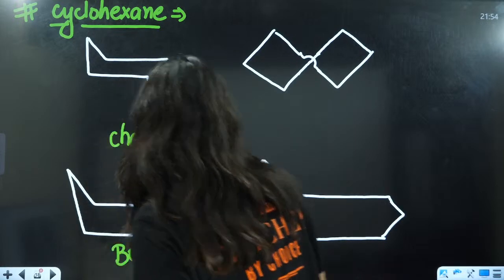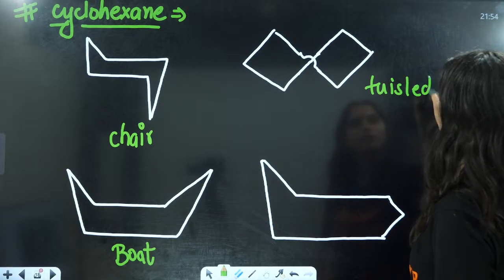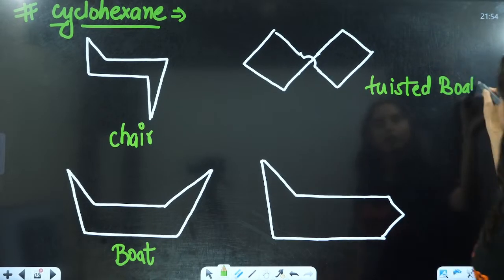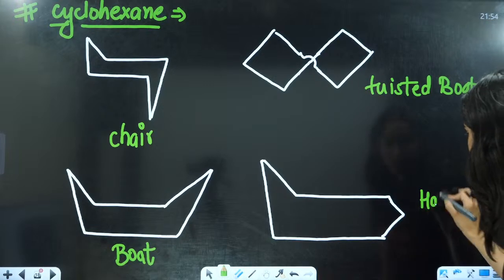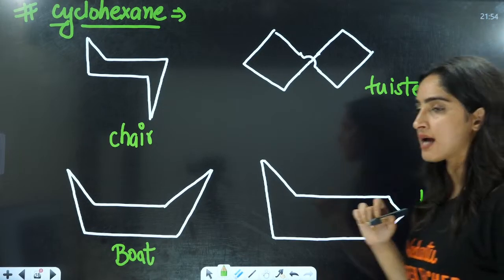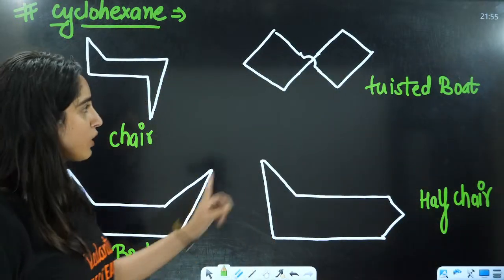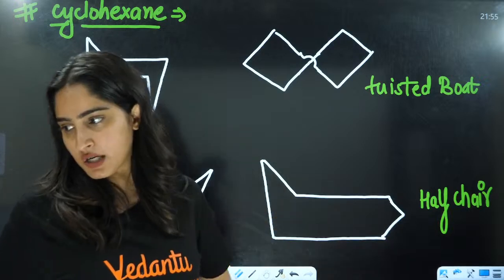This is called the boat structure. This is called the twisted boat structure. And this is called the half chair. This is called the half chair structure. These are the four structures that we have: chair, boat, twisted boat, and half chair structure.